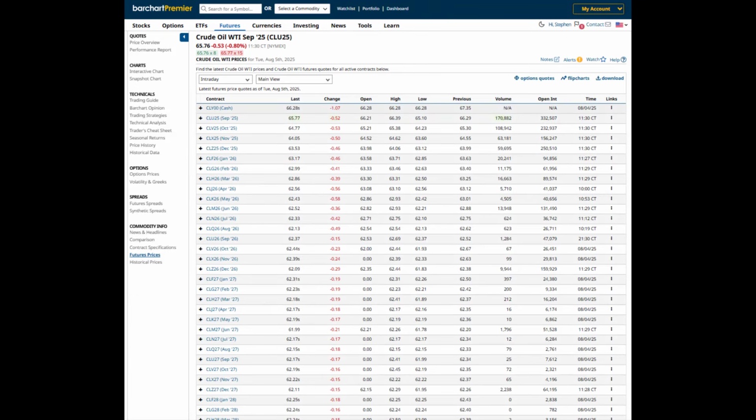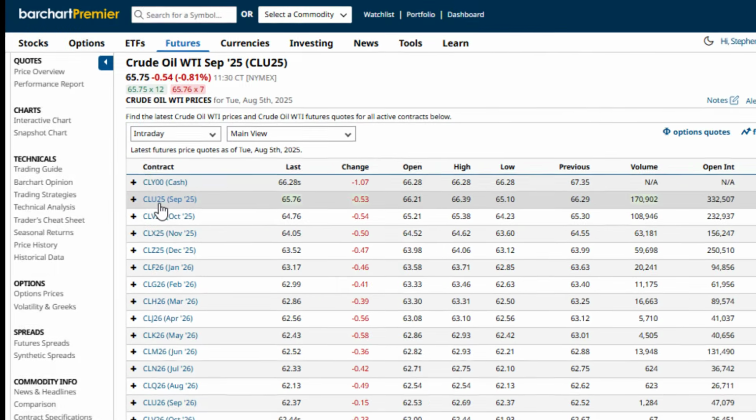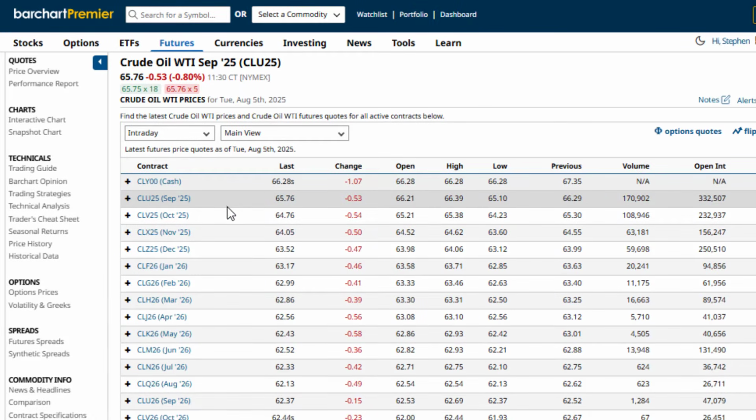Jumping back into barchart.com, you can see here this is crude oil WTI. The main front month contract is September 2025, as you can see up there, which I'm just highlighting now, CLU25. Have a look at the volume, nearly 171,000, and open interest 332,000.